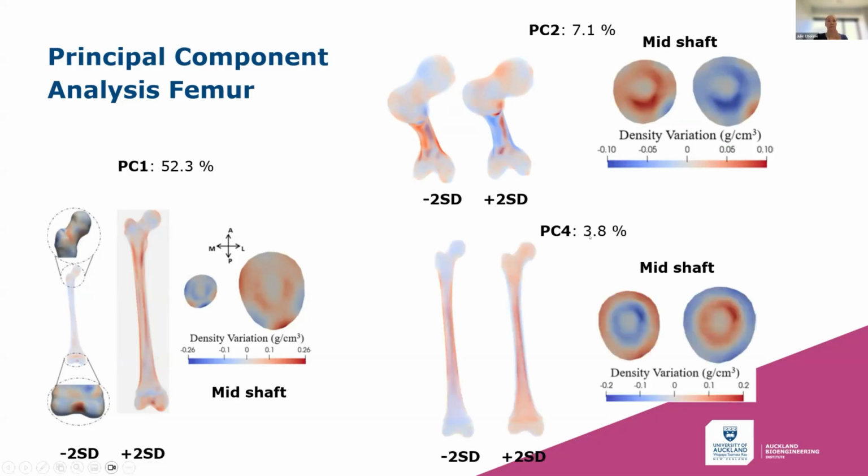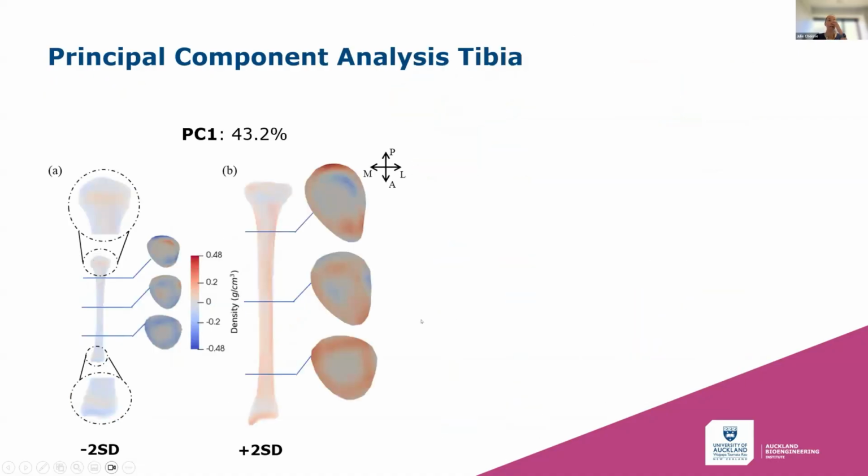And then PC4, I skipped PC3, it wasn't very interesting, but PC4, which accounts for about 4% of the total variation in the data set, was mostly about the difference in bone mineral density in that shaft, so the cortical thickness and endocortical surface.